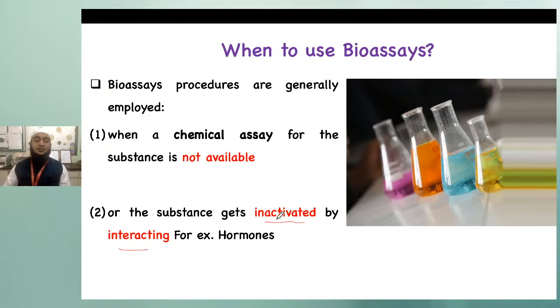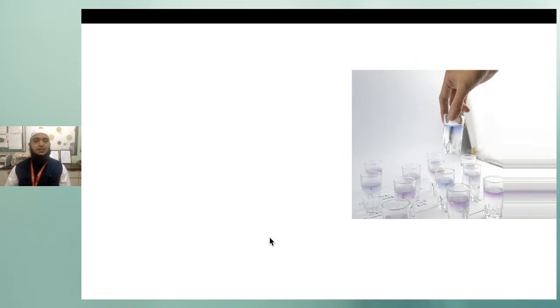So if there are drugs which are inactivated by their interaction with chemicals in a chemical assay, for example hormones, which are very sensitive and generally inactivated, then in such a case the only option available is to go for the bioassay. Okay, so this is the second case.